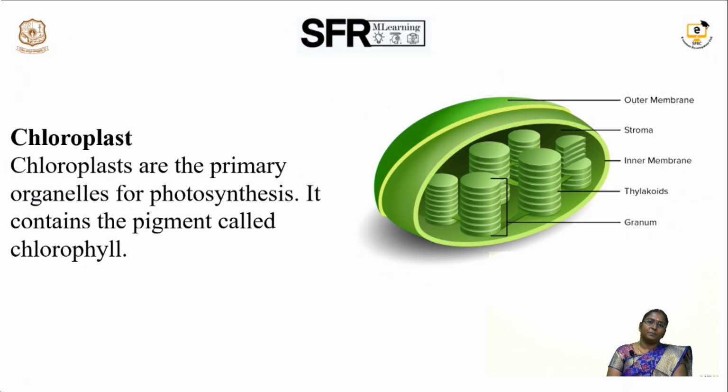Next one is the chloroplast. Chloroplast is found exclusively in the plants. So, these chloroplasts are the center for the photosynthesis process. They produce chlorophyll pigments, and chlorophyll pigments are responsible for the photosynthesis process, and these are found only in the plants.